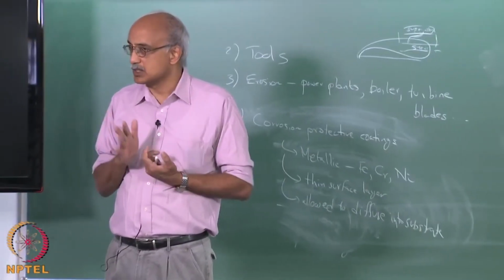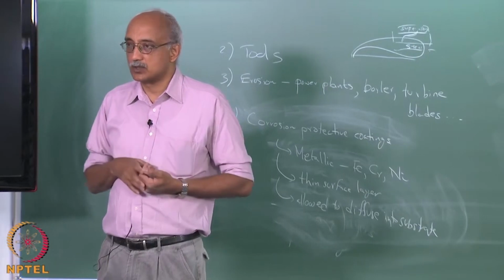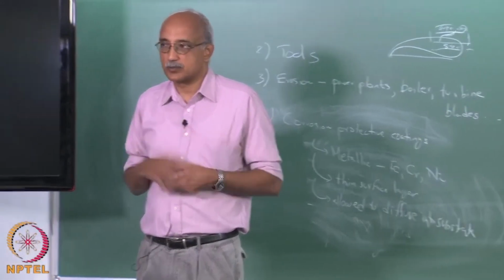So, what would you suggest if you wanted to use a CVD process for coating polymers? What would be an appropriate process?